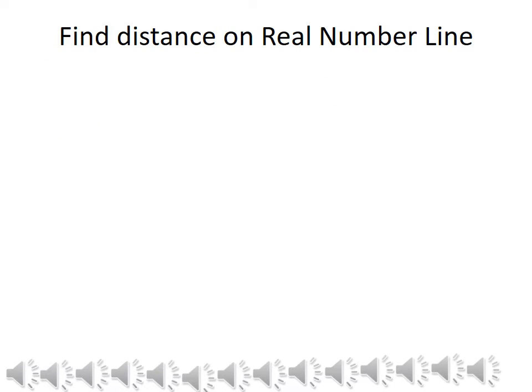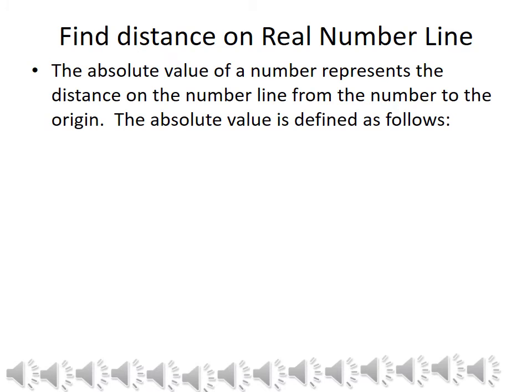Next, we're going to talk about finding the distance on a real number line. The absolute value of a number represents the distance on the number line from that number to the origin. Mathematically speaking, the absolute value is defined as follows. The absolute value of the number a is equal to itself if a is positive or 0, and the absolute value of a is equal to the opposite of a if a is less than 0.